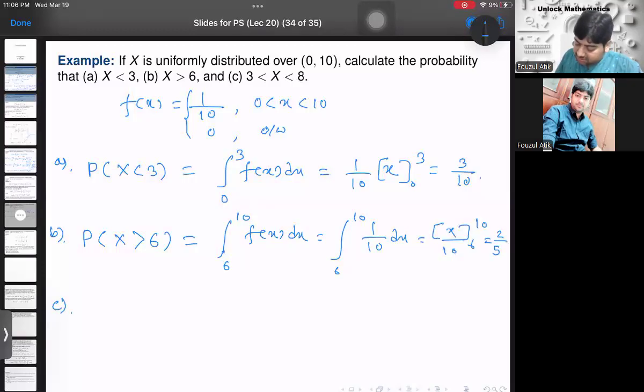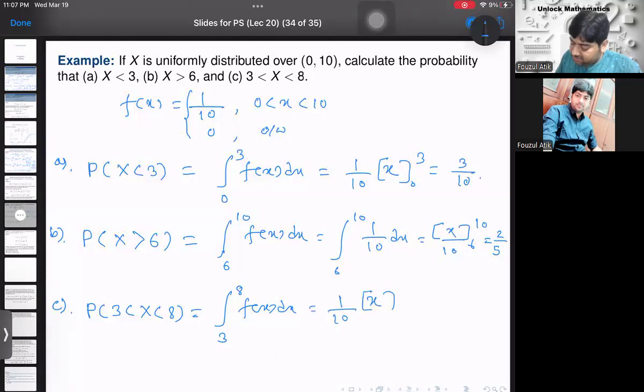The third part is between the interval 3 less than x less than 8. Very straightforward, very easy kind of calculation for this. It is the integral from 3 to 8 of f(x) dx. So again 1 by 10 will be out, and x is the integration from 3 to 8. So 8 minus 3, so 5 by 10. Therefore this value is 1 by 2. Done. Right? This problem is very easy.